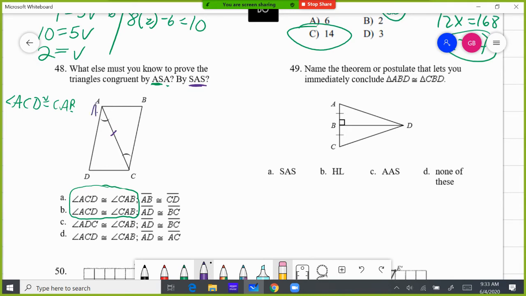So we have angle and side. For SAS, we're going to need this side over here to get SAS. So AD and BC, which is this one. So the answer is B.